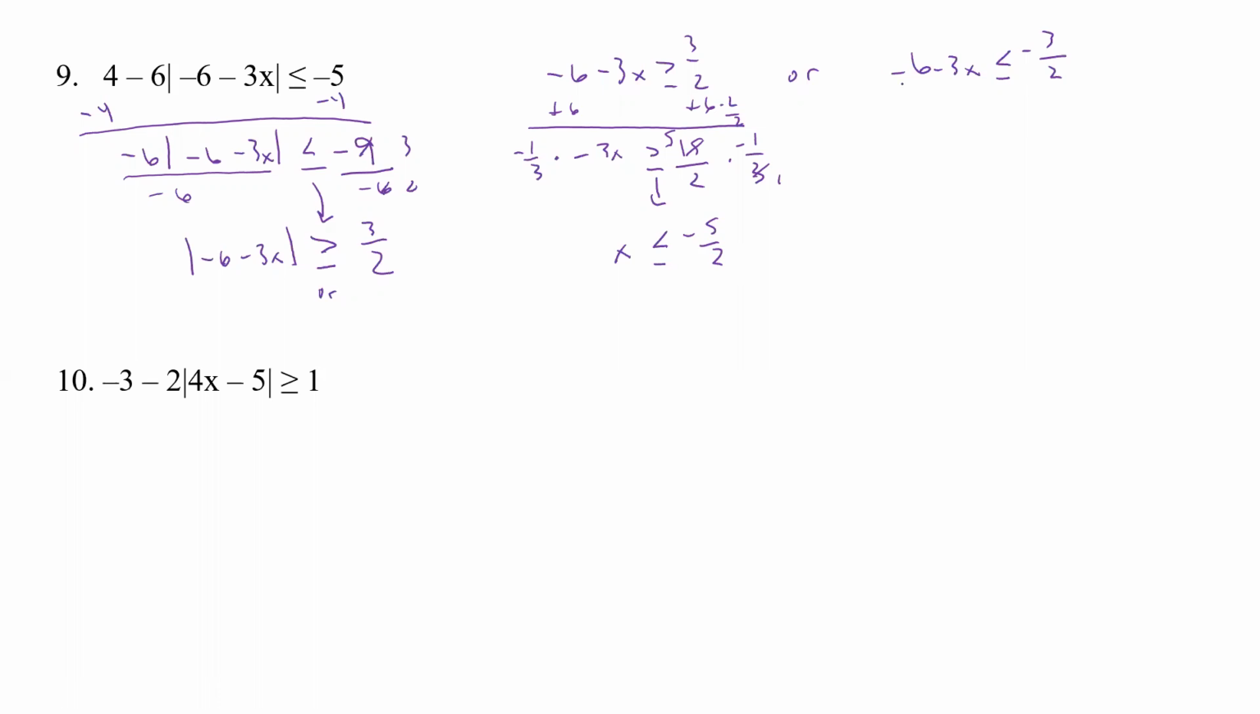Now, what about this one? Well, here again, we're going to add 6. We're going to add 6. And I have to multiply by 2 over 2. So that's going to be 12 minus 3, which is going to be 9. So it's going to be minus 3x less than or equal to a positive 9 over 2.